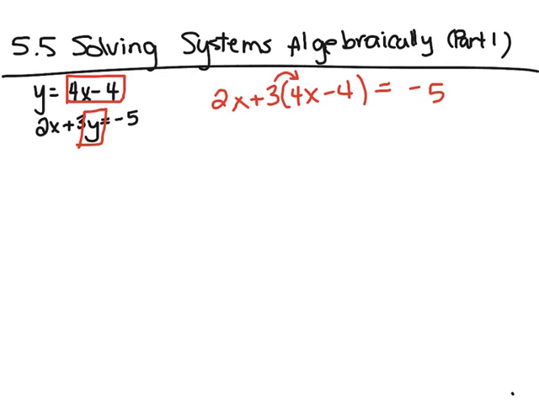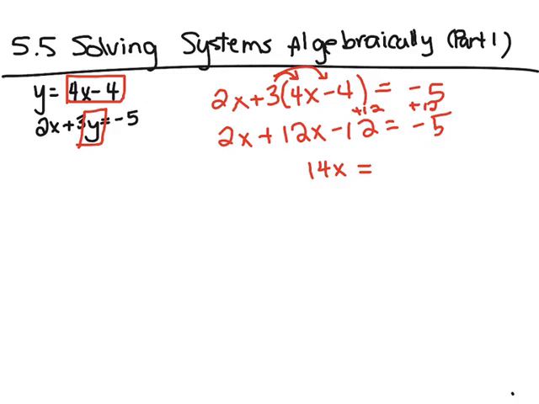Now we're going to expand our brackets by multiplying. So 2x plus 12x minus 12 equals negative 5. Now we want to get our x's to the left side and solve for x. So we're going to move this over. So we have 14x equals 7, divide by 14, and x is equal to 0.5. So we know our x value.